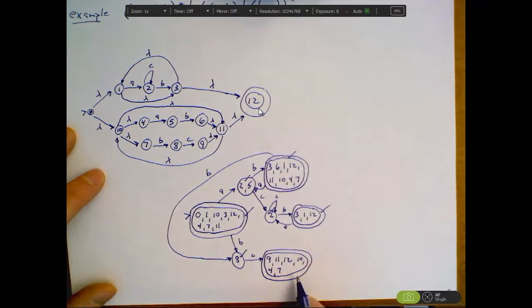So now let's take a look at this one. On an A, 9, 11, 12, 10. They only have lambda arcs. So 4, A goes to 5.